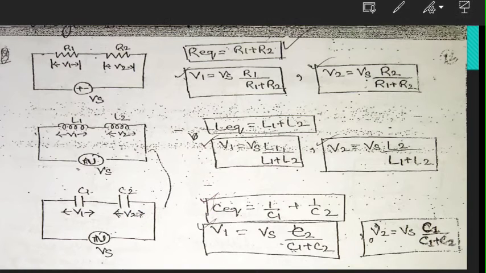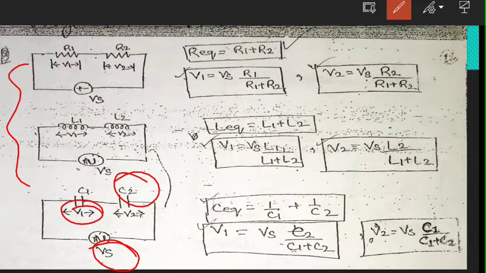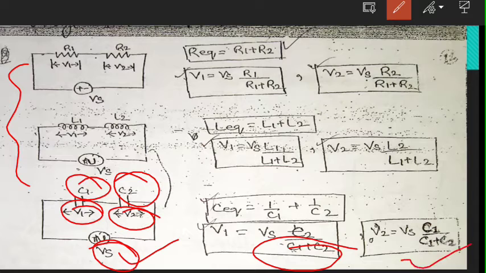So in the case of capacitance, see here, that is opposite to both the cases, inductance and resistance. So if you want to find the voltage across C1, then it is opposite: the opposite capacitance multiplied with the same voltage source divided by total capacitance. Okay. Like that, if you want to find V2, then the opposite capacitance with that voltage source divided by C1 plus C2. Okay. This is the rule.